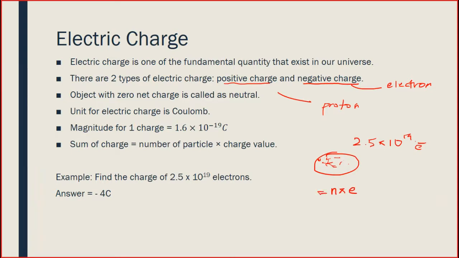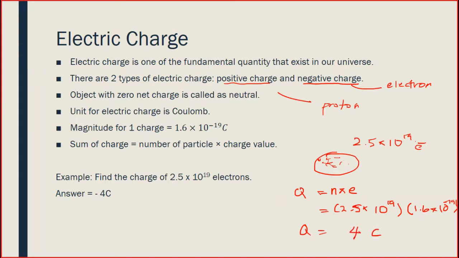Number of particles multiplied with the electron charge gives you the sum, Q. So the number of electrons over here is 2.5 times 10 to the power of 19. And the electron charge is 1.6 times 10 to the power of negative 19. So the total charge, if you multiply this, is going to be 4 coulomb.